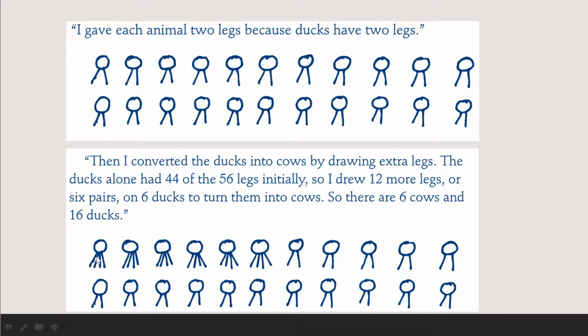So he continued to add legs to each animal until he got the 56 legs. So from 44, he added 2 here, 2 here, 2 here. So he added a total of 12 to get 56. Once he got the maximum number of legs he is allowed to have in his diagram, he stopped and he started counting the animals. So you have 4-legged animals, that's a cow, so you'll have 1, 2, 3, 4, 5, 6. So in this problem, this farmer has 6 cows and 16 ducks.